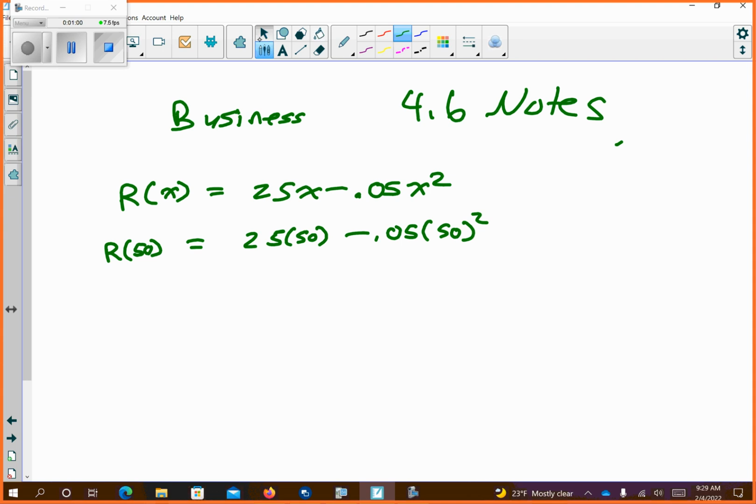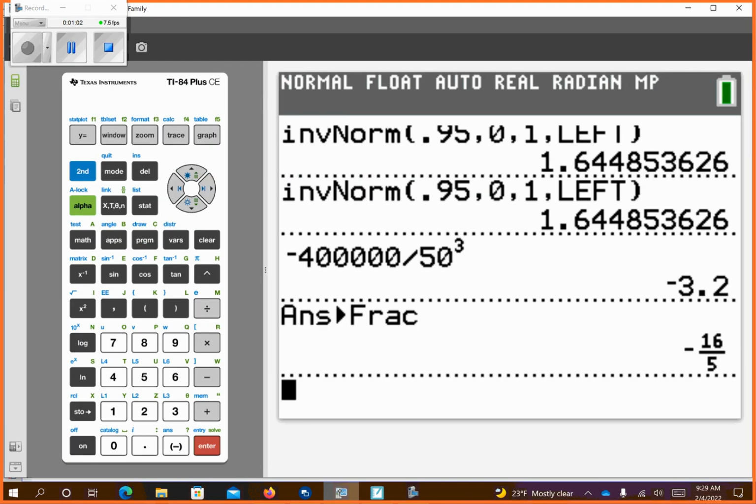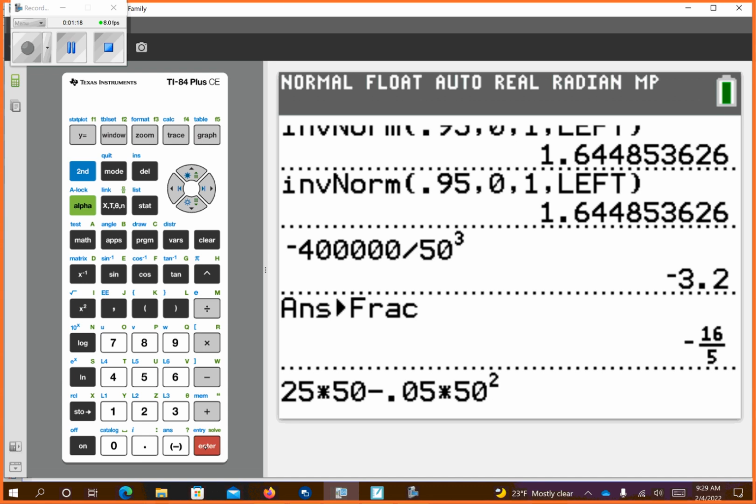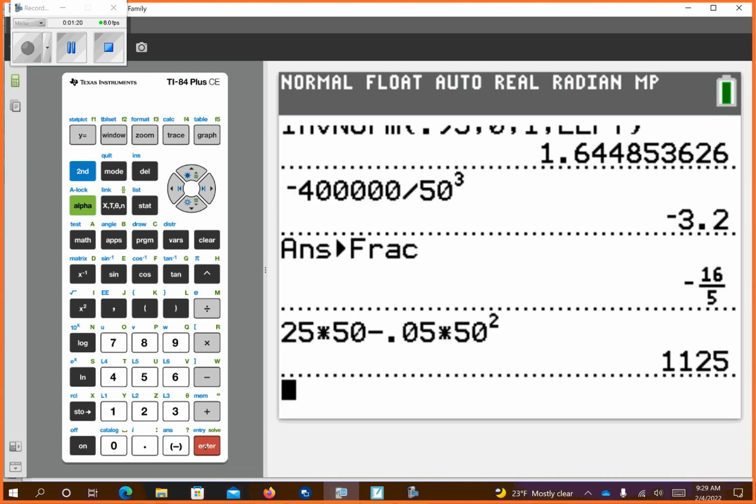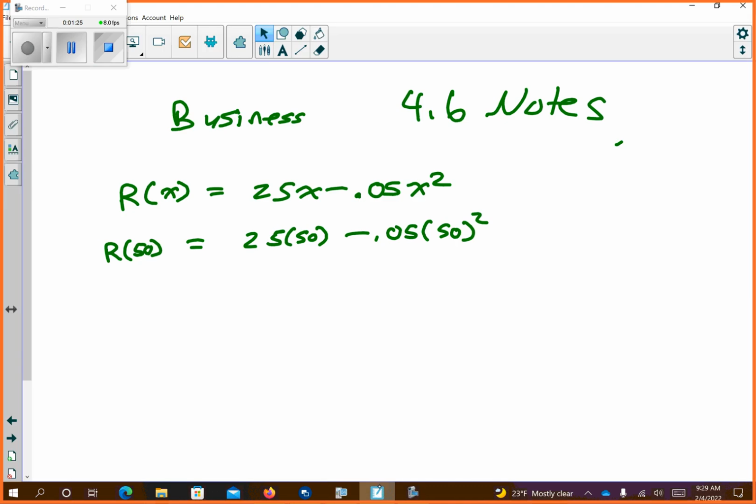So I'm going to jump over to my graphing calculator, see how I do. So 25 times 50 minus 0.05 times 50 squared. And that comes out to 1125. Okay? So 1125 is what this would have resulted in as an answer.